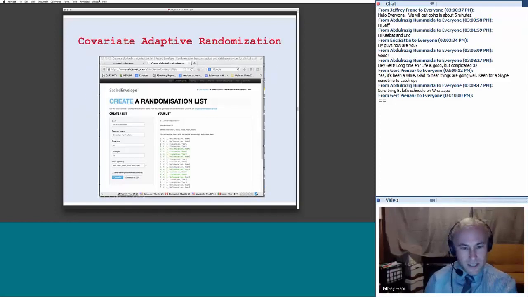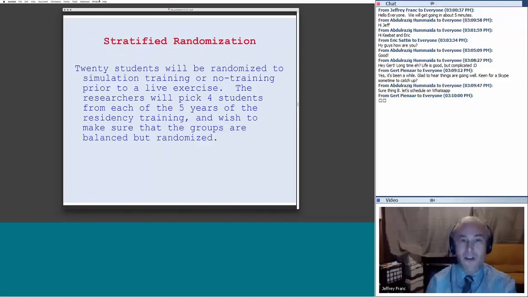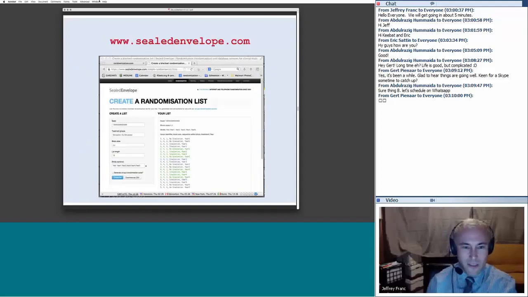And so these can get a bit complicated, and I think it's a good idea to get help. The thing that you need to know as a researcher is that when you look at this type of study design, you say, okay, year of training is a covariate. I need to randomize in a way that will balance that, and then either ask for help or check out one of these websites.